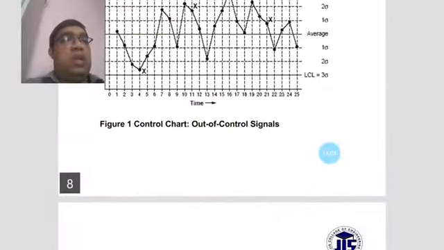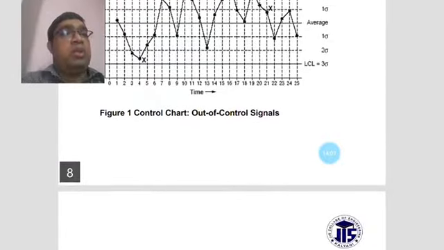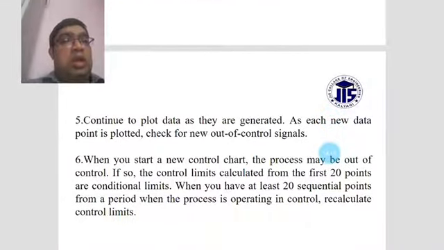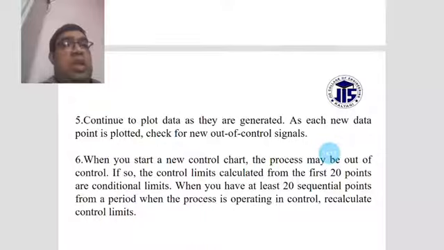Out of 25 points, the first 20 points will be considered as conditional limits. When you have at least 20 sequential points from the period when the process is operating in control, you calculate the control limits from them.